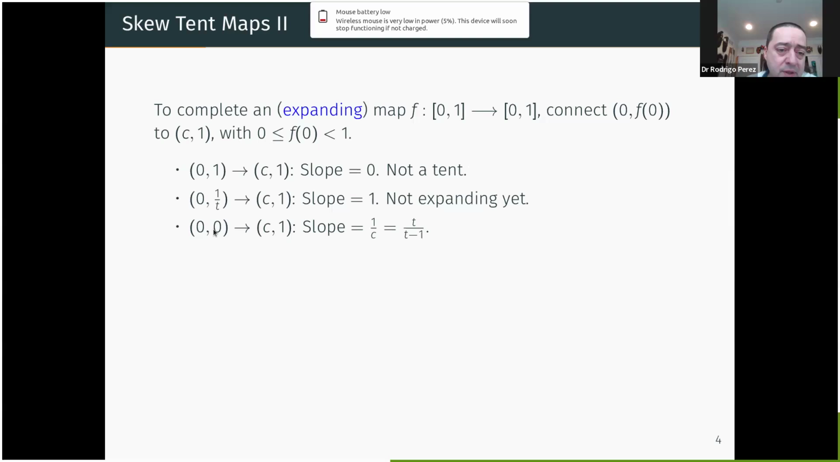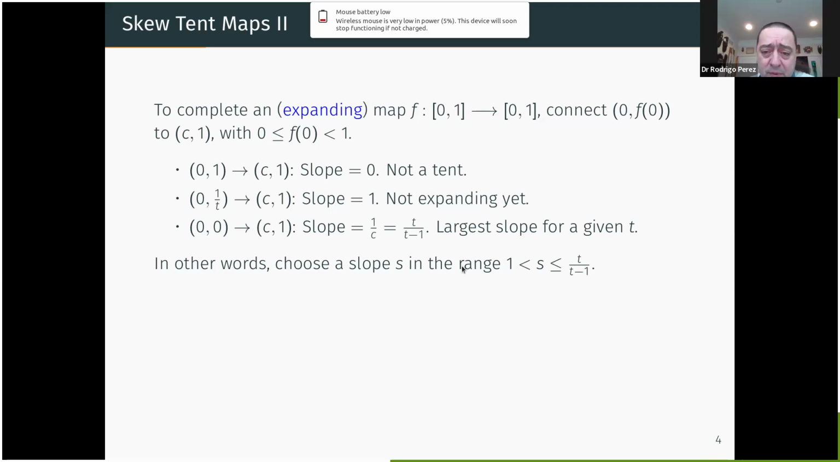If I connect all the way to the bottom, so that 0 is also a fixed point, then I have this slope, and that's the maximal slope that I can have for my tent map. So I have a range of possible slopes for the left side of my tent map. This inequality is equivalent to the more symmetric one that says that the reciprocal of S plus the reciprocal of T has to be larger than 1.